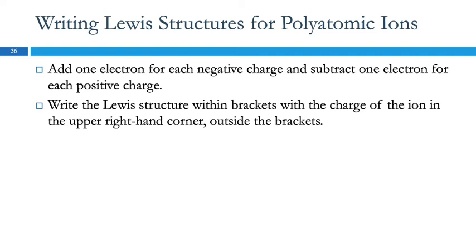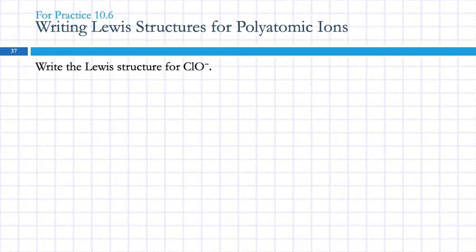So if we're doing polyatomic ions, we're going to add an electron for every negative charge, subtract an electron for every positive charge, and then we're going to put brackets around the Lewis structure and put the charge on the outside, because that's just what we do. So let's do ClO-. This is hypochlorite ion.